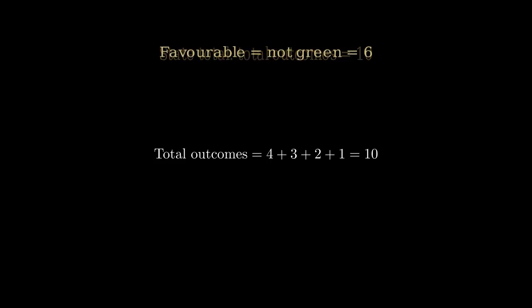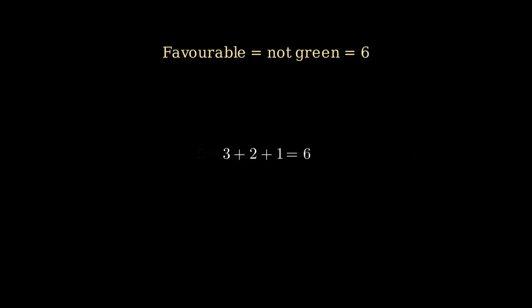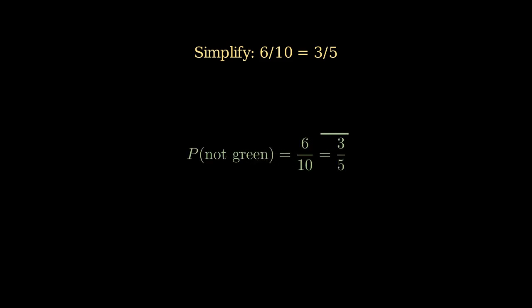The favourable outcomes are all the sections that are not green, so that's 3 yellow plus 2 purple plus 1 orange, which equals 6. So probability of not green equals 6 divided by 10, and simplifying this fraction gives 3 divided by 5. Here's the trick.